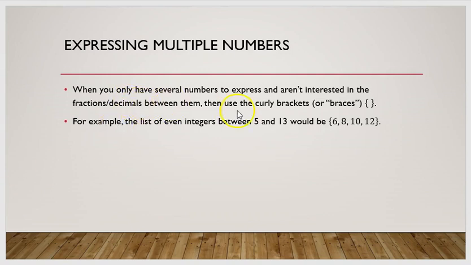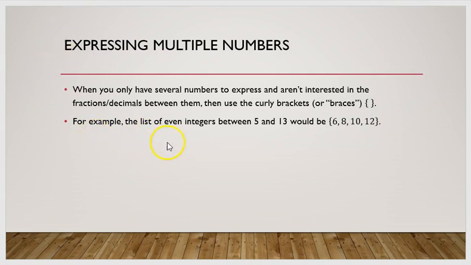To do that, we use these curly brackets, which are also sometimes called braces, and then we just list all of the numbers inside of those, separated out with commas. So this is great when you just have 3 or 4 numbers that are all possible answers, for example.